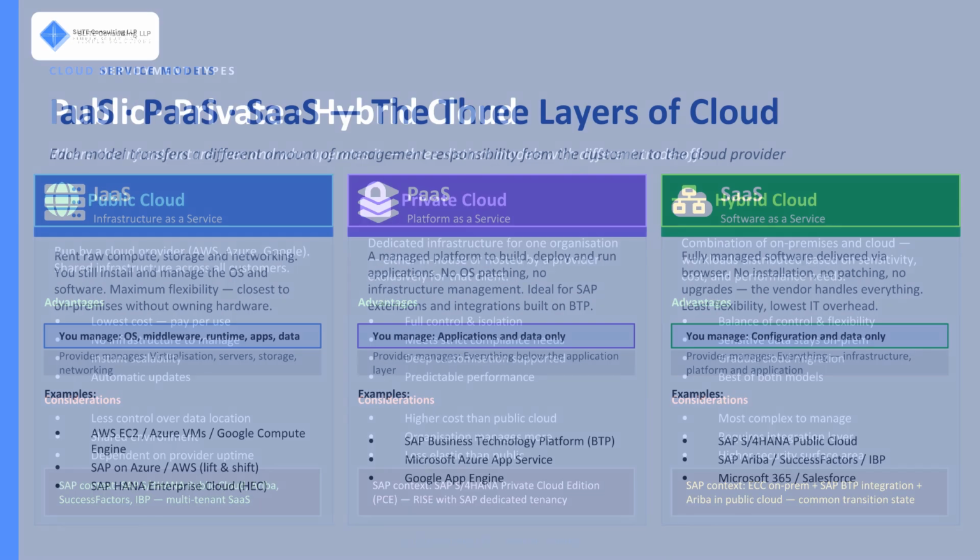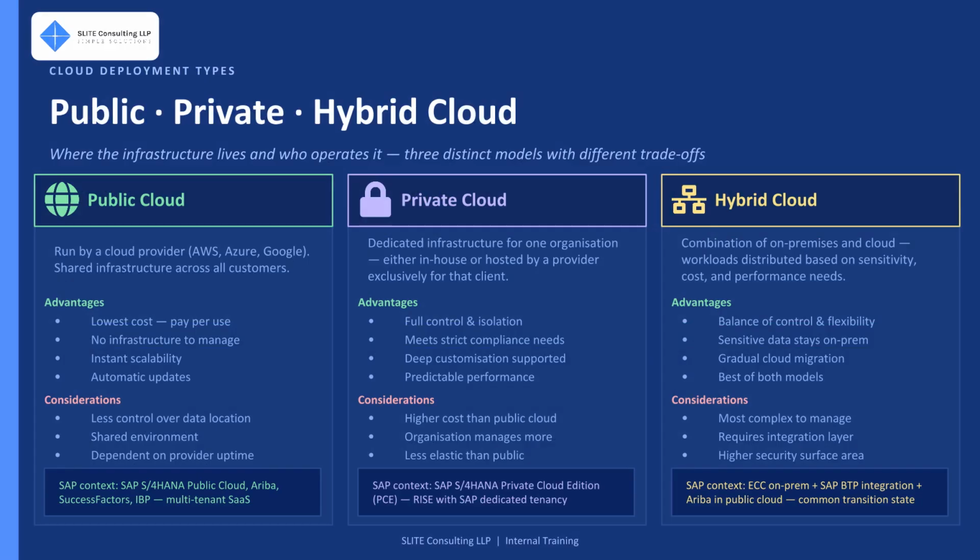Beyond the service layer, cloud also differs by where the infrastructure lives and who operates it. Public cloud runs on a provider's shared infrastructure, AWS, Azure, or Google, offering maximum agility and minimum IT burden. Private cloud dedicates infrastructure to a single organization, giving more control and flexibility while still removing the day-to-day infrastructure management burden. Hybrid combines both, and many real-world client landscapes are neither purely cloud nor purely on-premises.